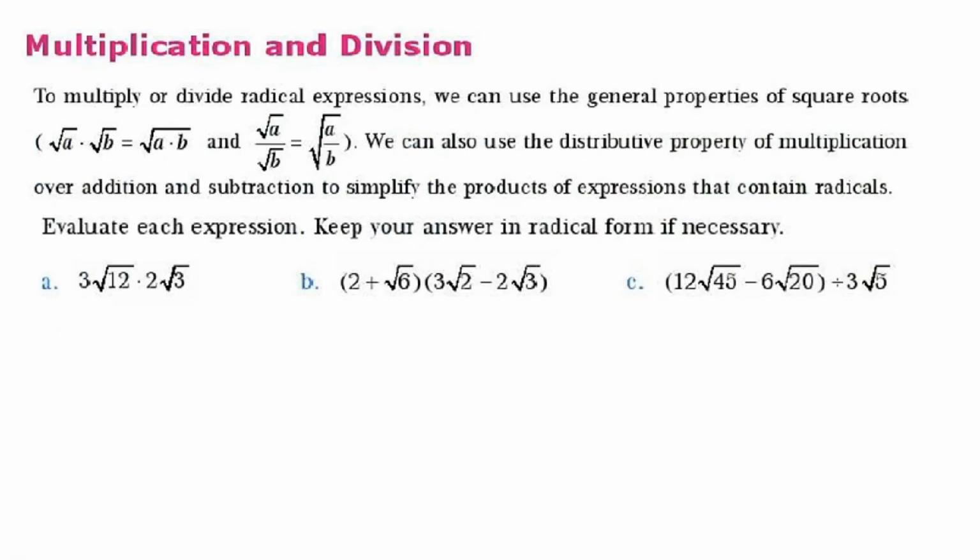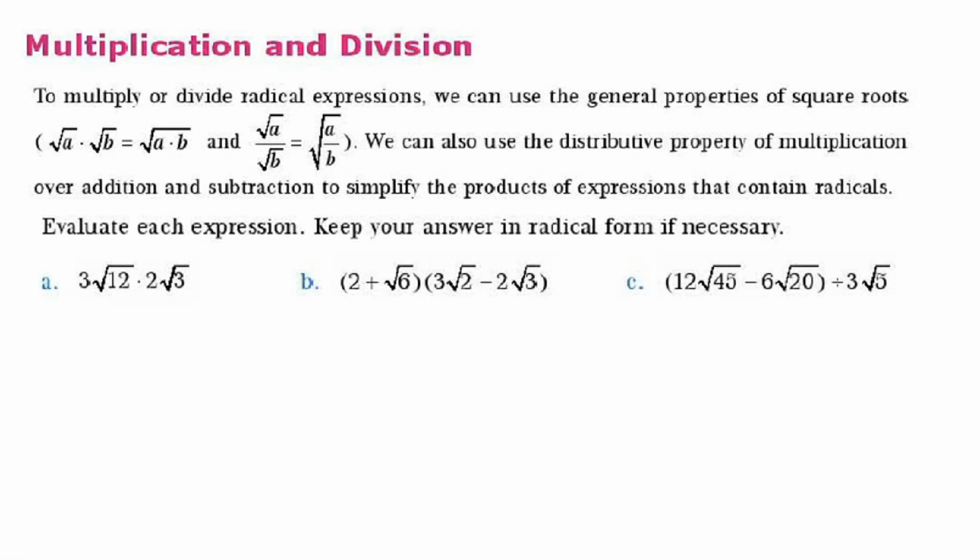Now let's move on to multiplication and division. So to multiply or divide radical expressions, we can use the general properties of square roots. So we have square root of A times square root of B equals the square root of A times B, wherein A and B are inside the single radical sign. And the square root of A over the square root of B can also be written as the square root of A over B. So we can also use the distributive property of multiplication over addition and subtraction to simplify the products of expressions that contain radicals.